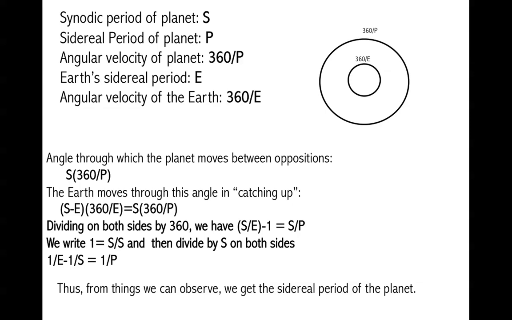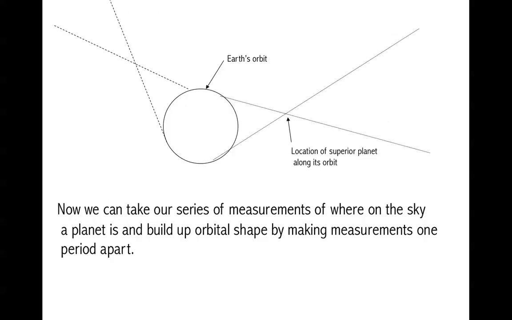So we see from things we know, the sidereal period of the Earth, 1 year, and the synodic period of the planet, the time between oppositions, which is easy to tell. It's the time between when it's directly overhead at midnight and the next time it is. We can derive the sidereal period of the planet, the time it takes to go around the sun.